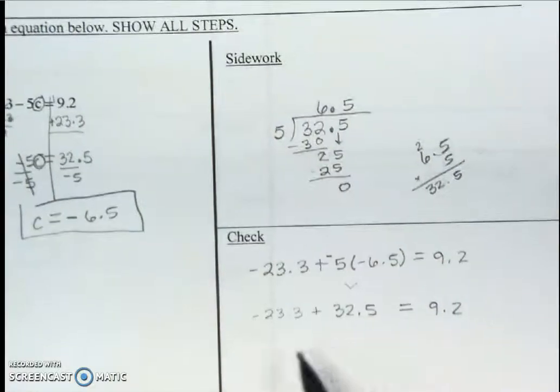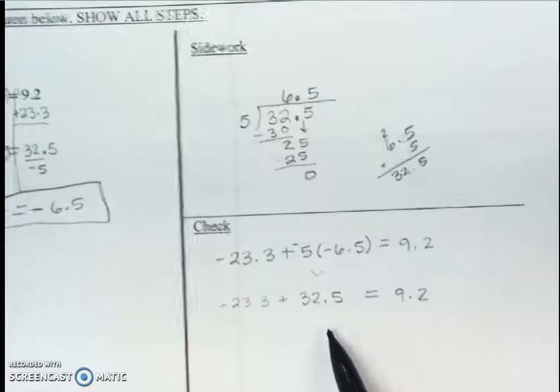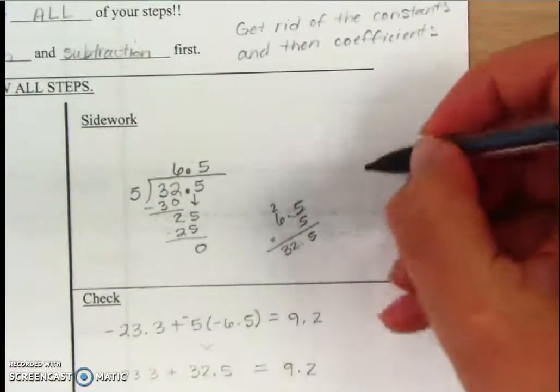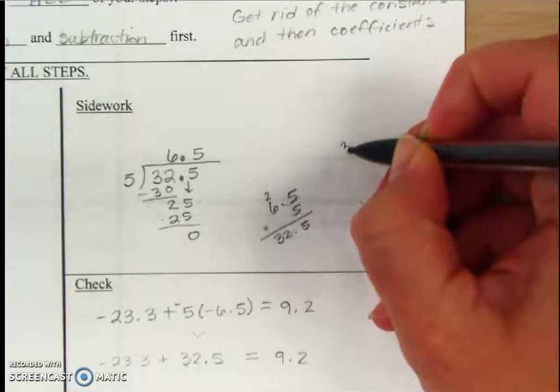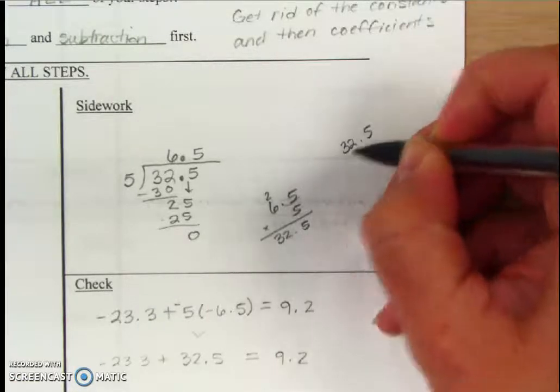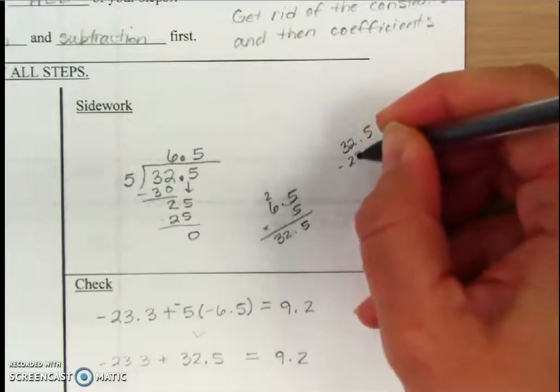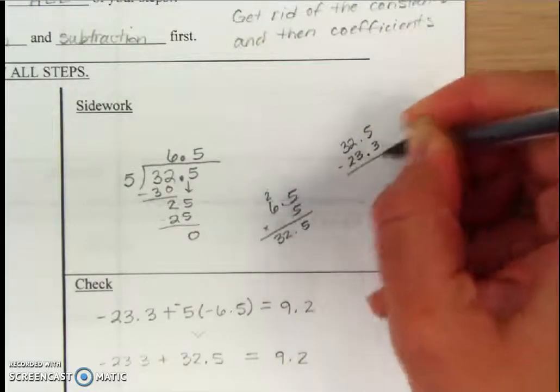All right, do I have more positives or more negatives? Well, I have more positives. So how do I figure out how many more? Remember, we subtract. We'll do that in the side workspace up here. So 32.5 was what I had more of, and then I'll subtract what I had less of, the negatives, 23.3.